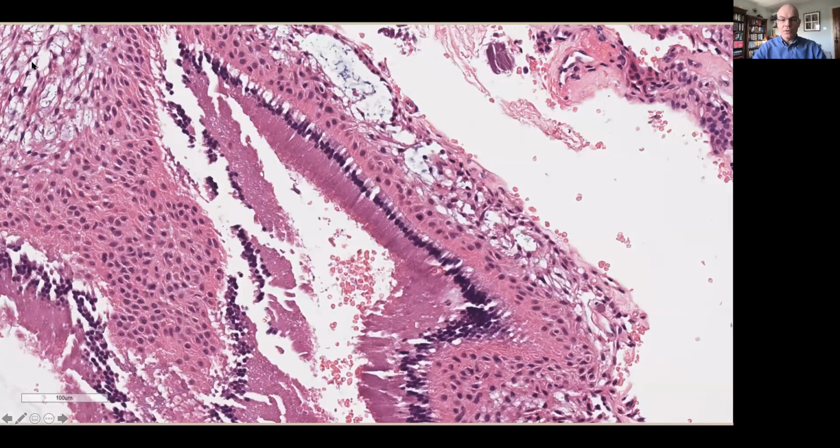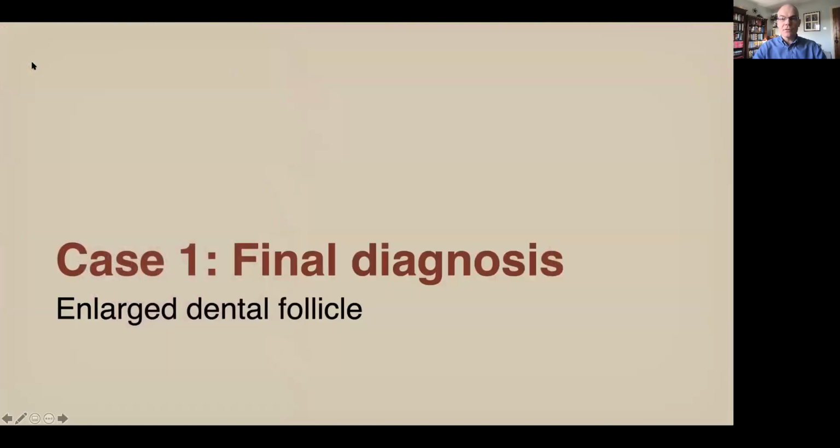The epithelial component comprises odontogenic epithelium with long secretory ameloblasts. You can see here the reversal of nuclear polarity and a layer of cells immediately associated with them, which we call the stratum intermedium. This is a good example of the tooth-forming apparatus in the epithelium during the secretory phase of enamel formation. So the final diagnosis in this case is of an enlarged dental follicle.